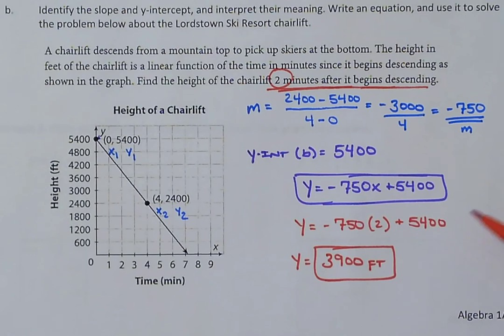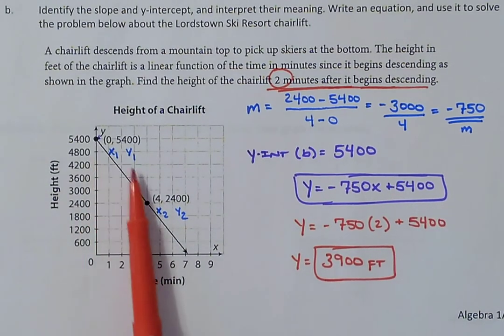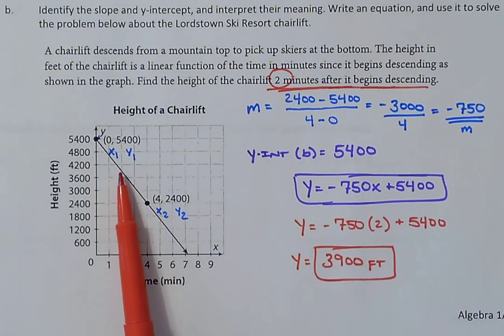That means that it has gone down 1,500 feet to this 3,900. And that is how you do part B.